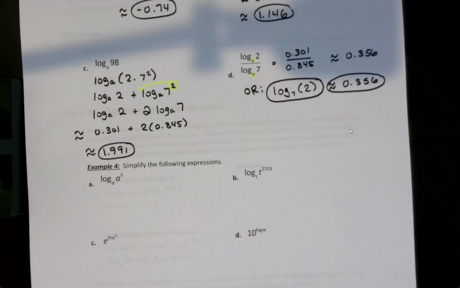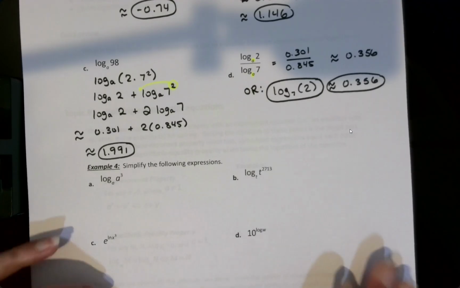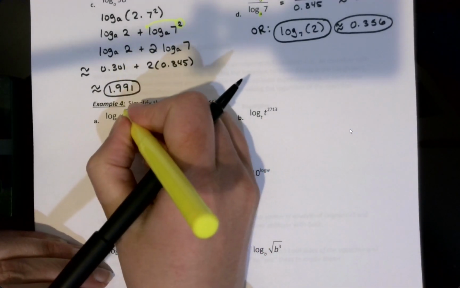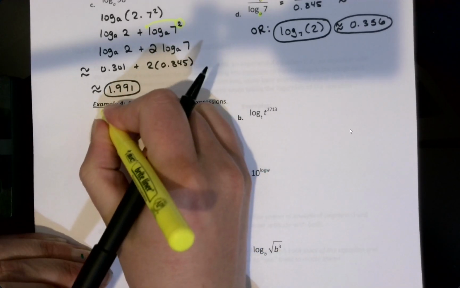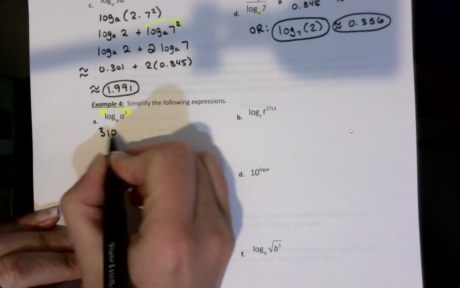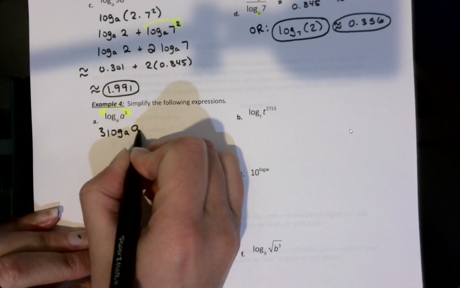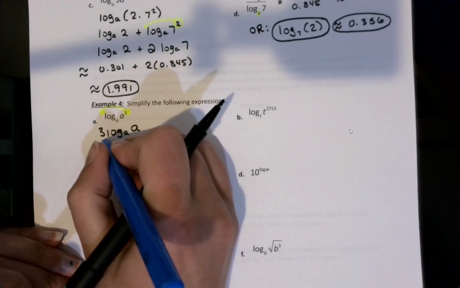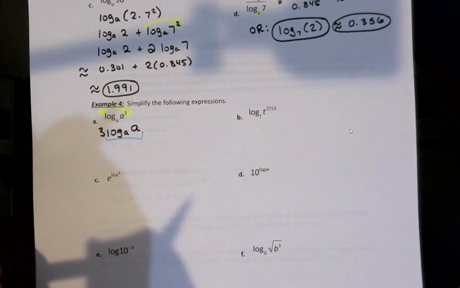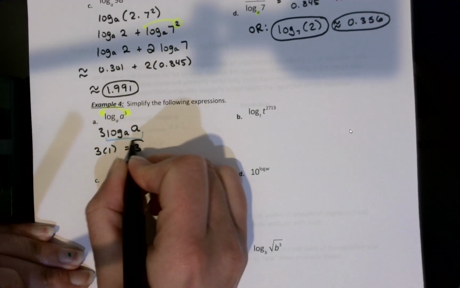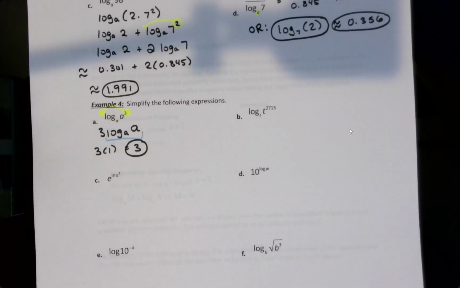All right. Last example, number 4 here, simplify each of these. In part A, I've got an exponent. I can use the power property to rewrite that as a product. So that's going to be 3 times the log base A of A. And the log base A of A is 1. So this is going to be 3 times 1, which is 3. That's one way to think about this one.